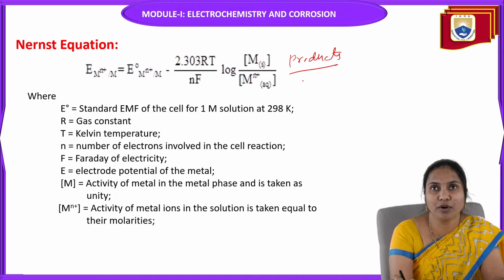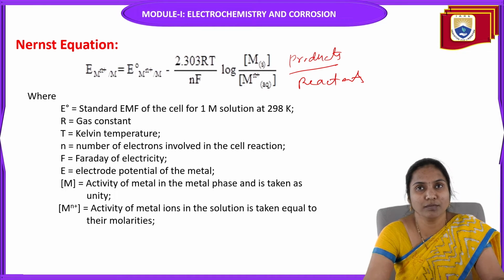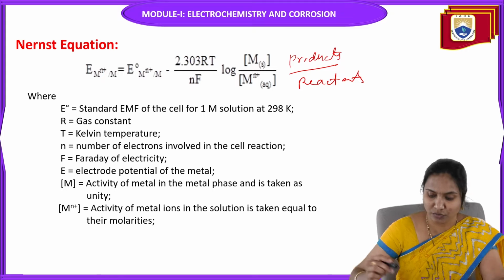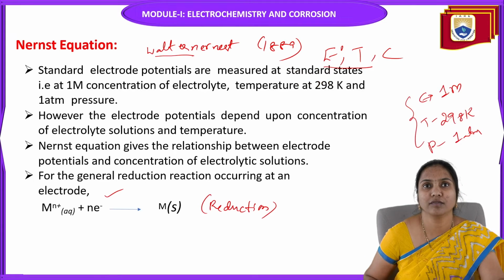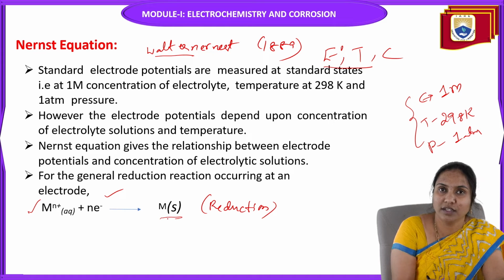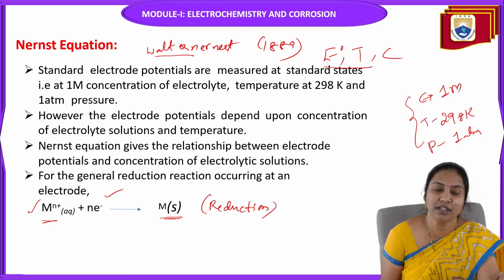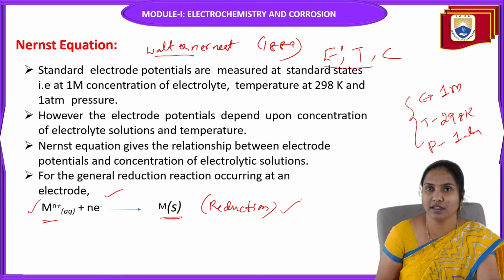Here we are writing products by reactants. So the Nernst equation is, you can write, E equal to E naught minus 2.303 RT by nF log products by reactants. We applied this equation for this reduction reaction. Here products are metal solid and reactants are metal ions. It is a reduction reaction, so we can apply this Nernst equation for the reduction reaction of this cell.